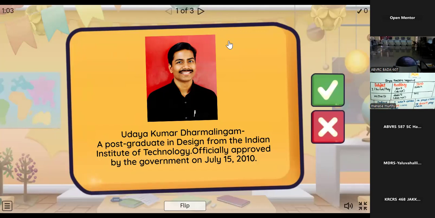We started using this. It was officially approved by the government on July 15, 2010. So it was designed by Uday Kumar Dharmalingam. You can make a note of it somewhere in your book. So it is going to definitely upgrade your general knowledge, right?